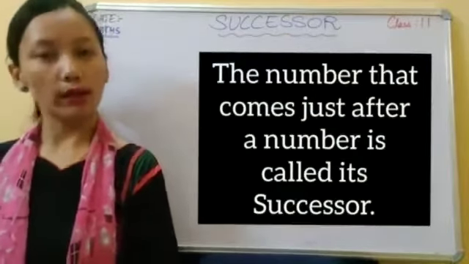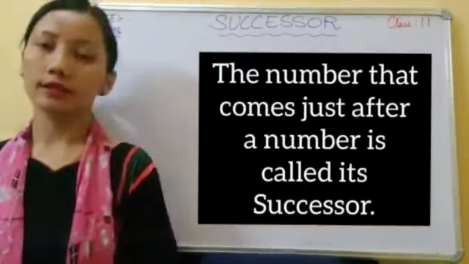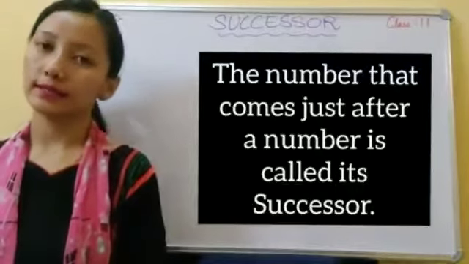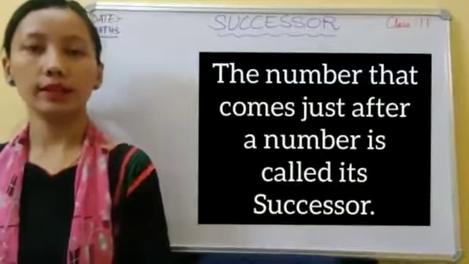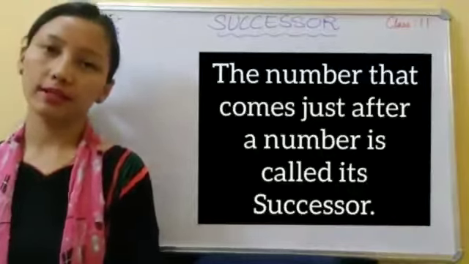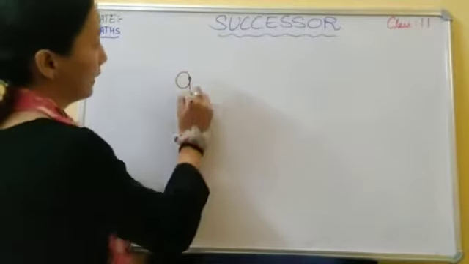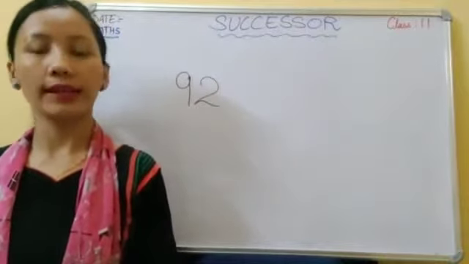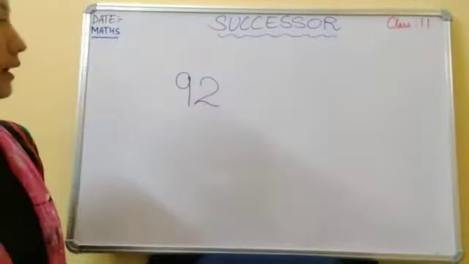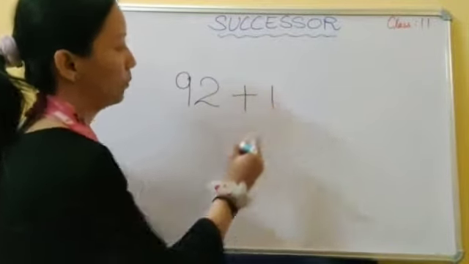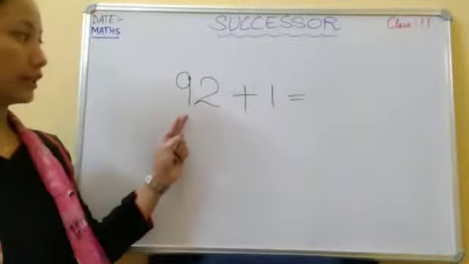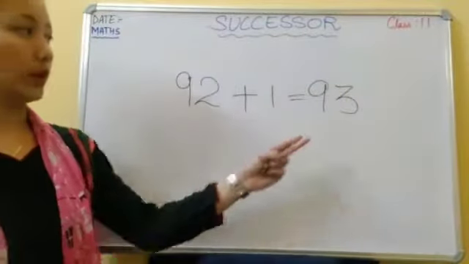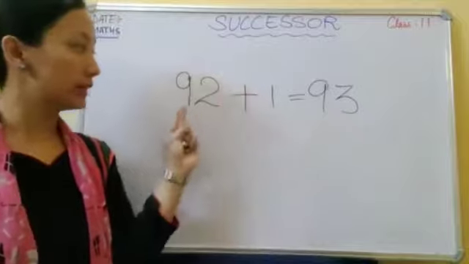Successor. What is successor? Students, successor is the number that comes just after a number. Okay? We can get successor by adding 1 to the number. Yes. Now, let's do some examples. Now, let's take a number 92. Students, if we add 1 to any number, we can get its successor. Okay. Now, let's add 1 to 92. Now, what will be the answer? 92 plus 1? Yes, 93. So, here 93 is the successor of 92.